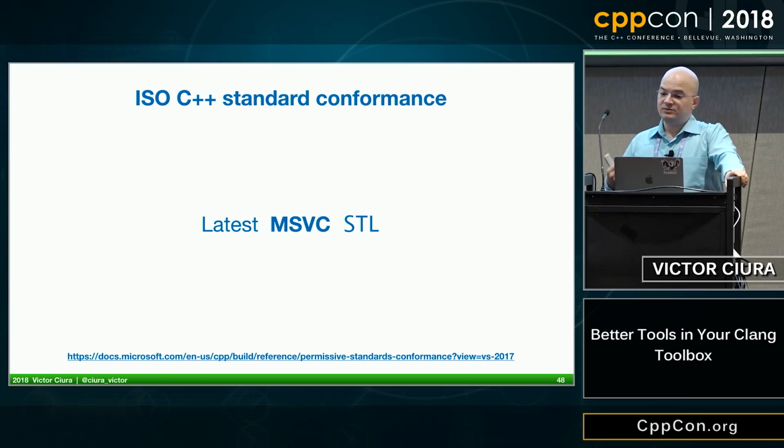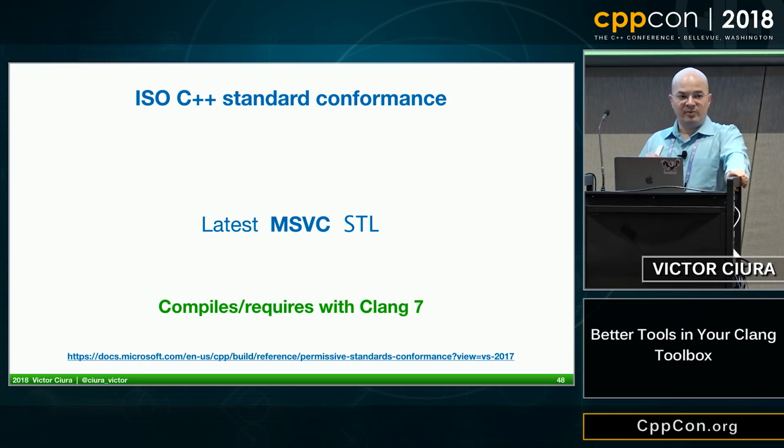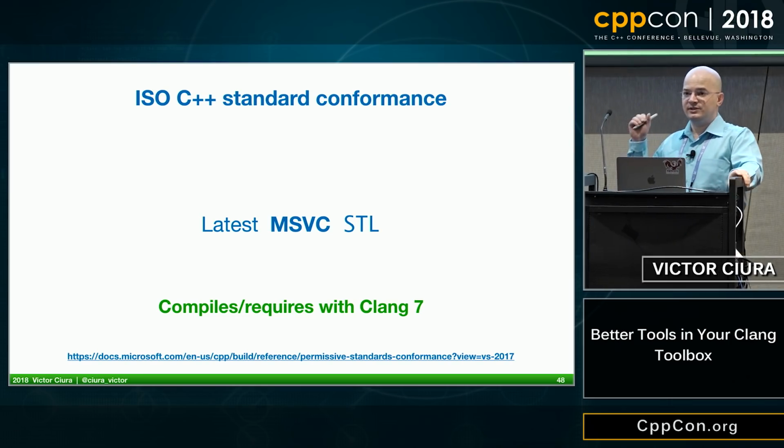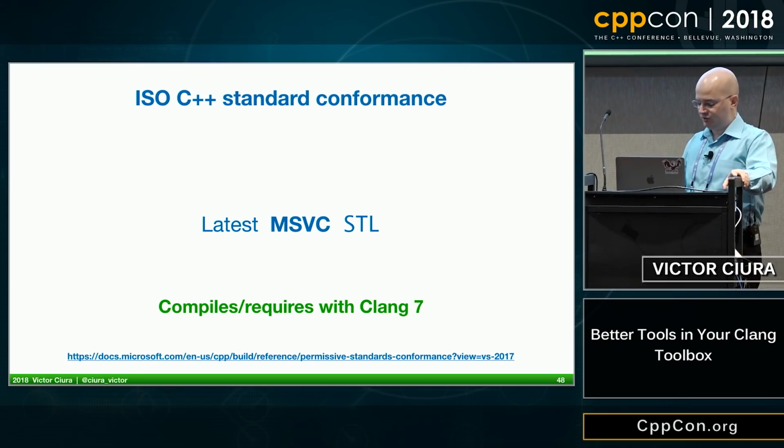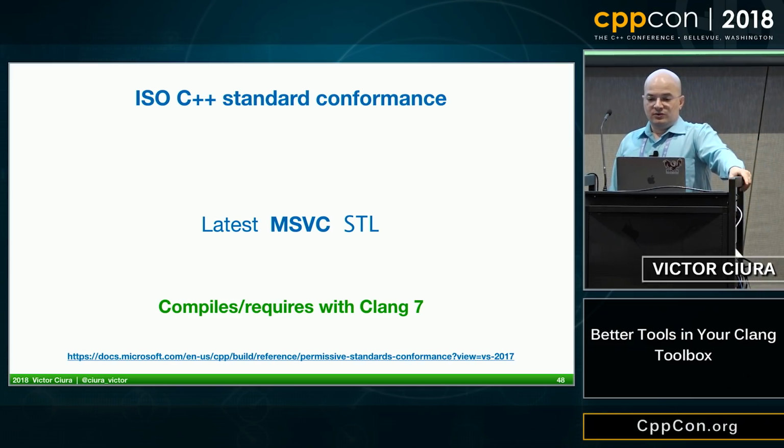And a big shout out for the STL team. The Microsoft STL actually compiles cleanly under permissive minus, and actually requires Clang 7 in the latest versions. So we did encounter some issues around COM GUIDs, and those were fixed in Clang version 7.